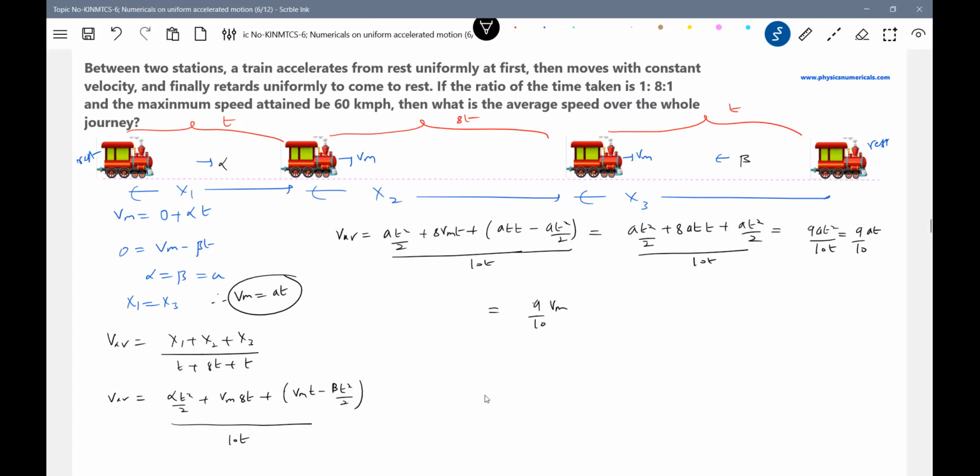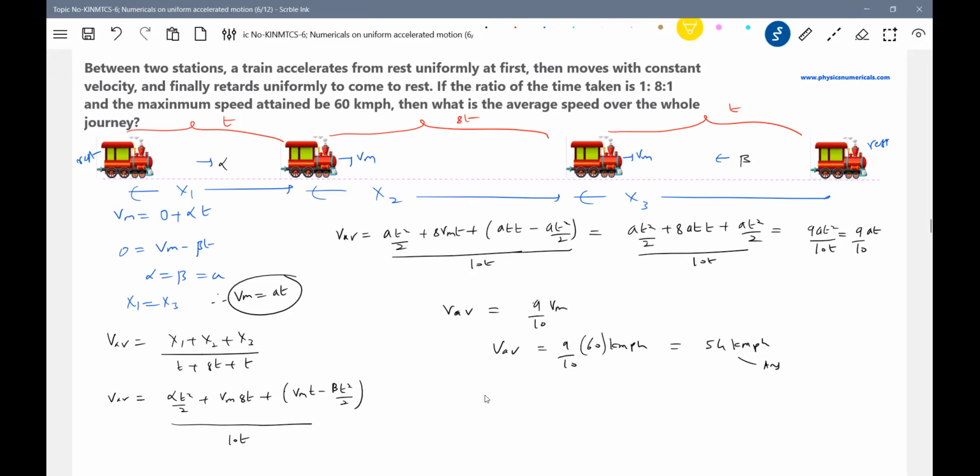In place of 80, I'm writing Vm. So V average equal to 9 by 10. So what is this? This is 60 kilometer per hour. So 9 6 54. 54 kilometer per hour will be our answer.